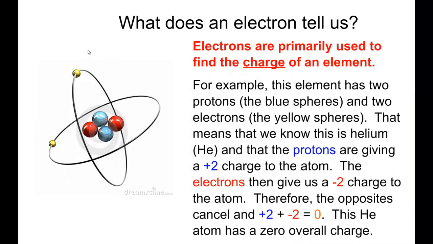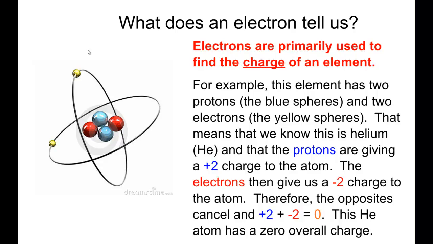So how do we use electrons? What are they really for? Protons are used to identify the element. Neutrons are used to identify the mass of the element. And electrons are used to identify the charge of an element. What do I mean by the charge? I mean, is it a positive charge, is it a negative charge, or is it a 0 charge?